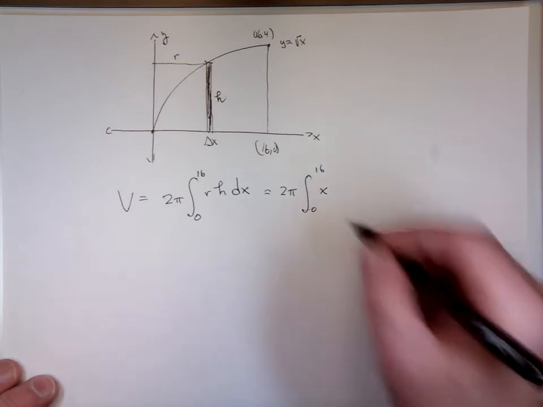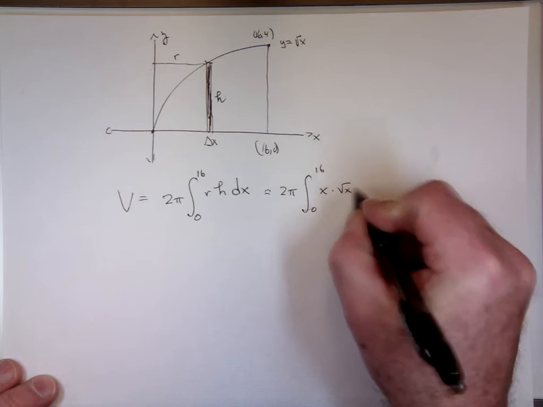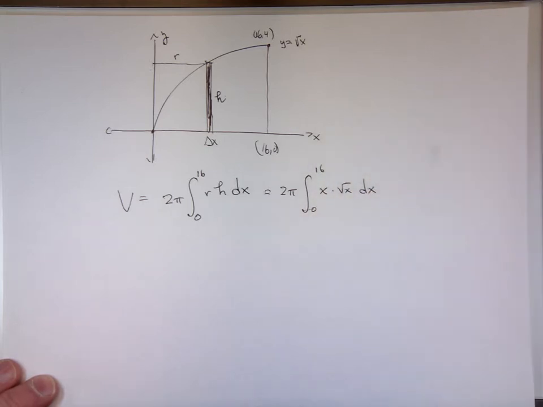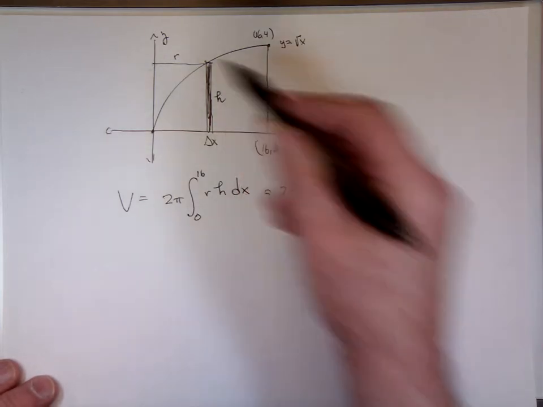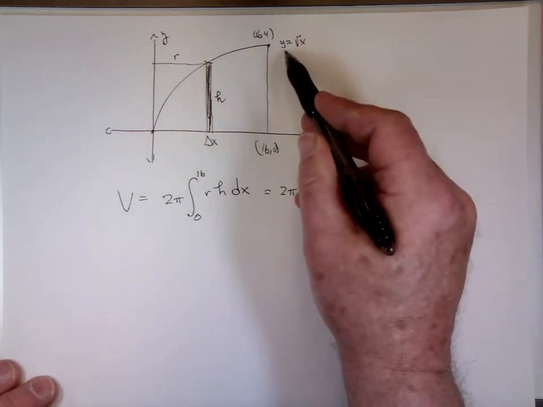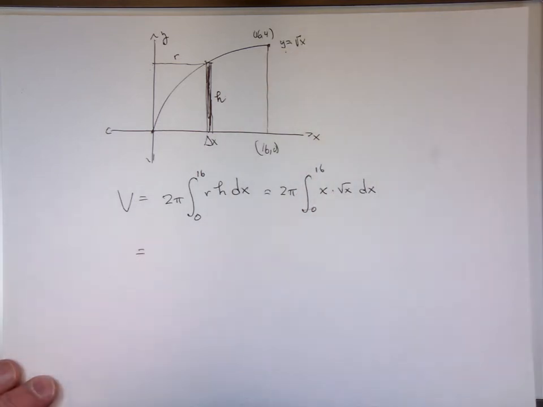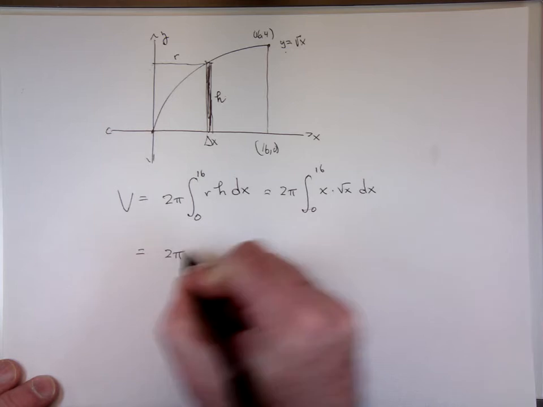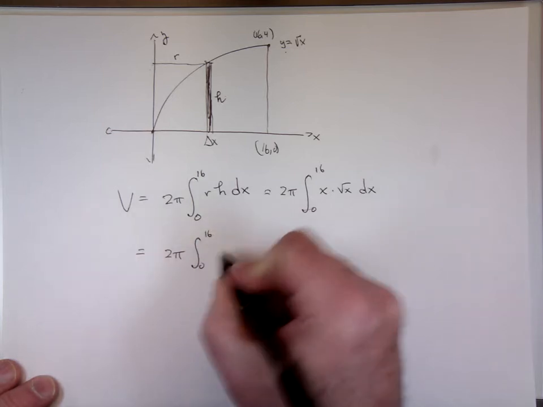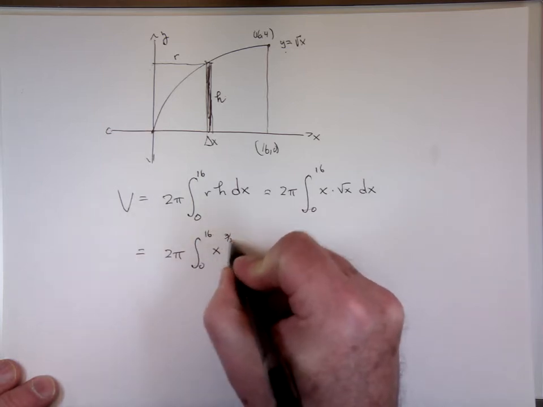Turns out the integral is pretty simple. Wait, how's that square root of x? Because the height above the x-axis is y. Oh, but what is y equal to? The square root of x. So the volume is equal to 2 pi, 0 to 16, x to the 3 halves dx. Multiply those out.